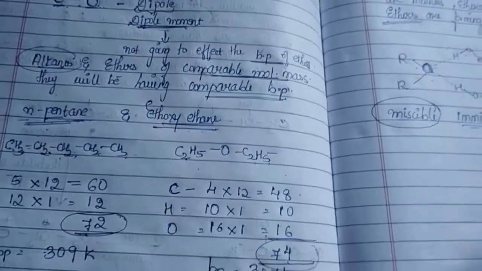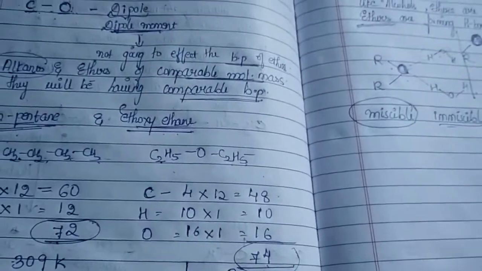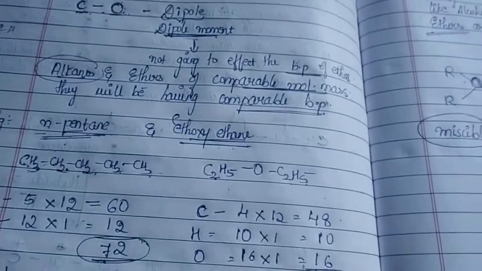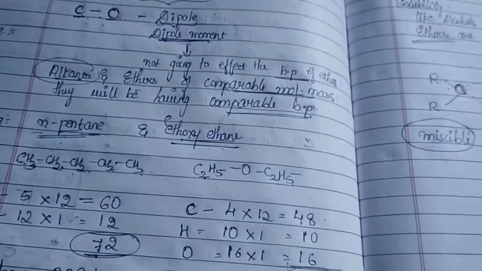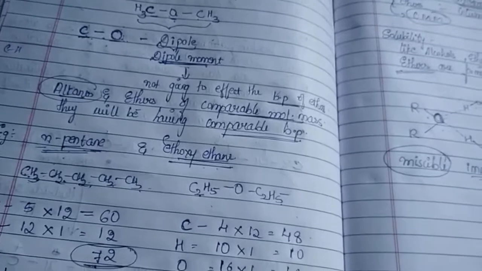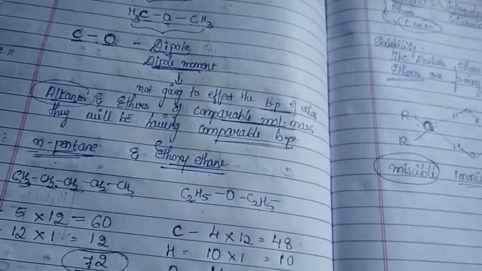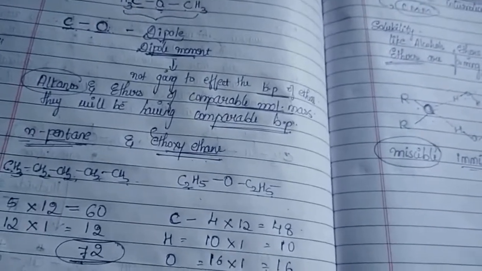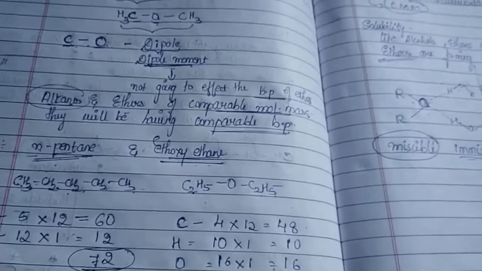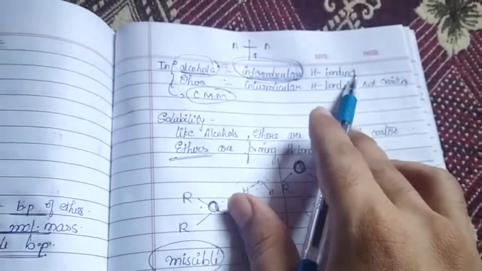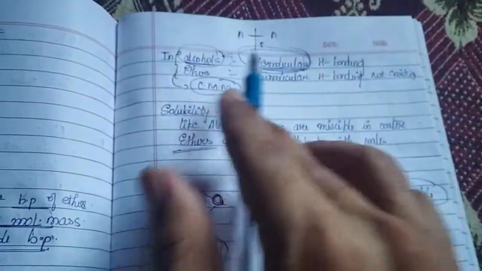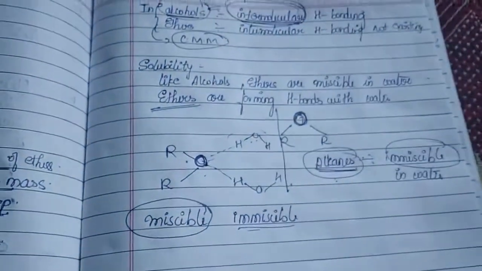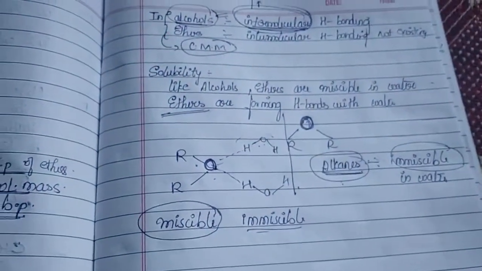What are those? Yes, when we are comparing the ethers of comparable molecular mass with alkanes and alcohols, we came to know that ethers are having the same boiling point as that of the alkanes. But when we compare your ethers and alcohols, of course your alcohols will be having the highest boiling point. The only reason is because in alcohols we can find an intermolecular hydrogen bonding, whereas in ethers such intermolecular hydrogen bonding is not existing.